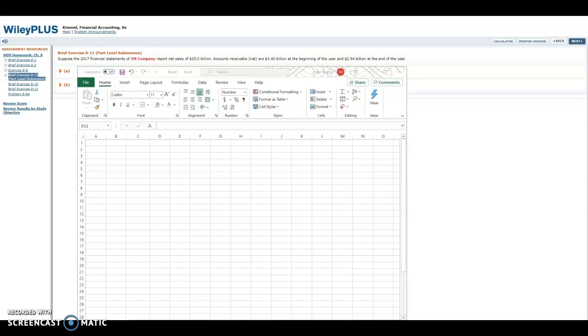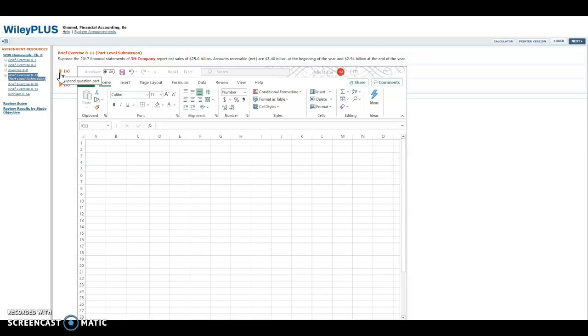Okay, today we're going to look at exercise 8-11. Suppose the 2017 financial statements of 3M Company report net sales of $25 billion. Accounts receivable, net, are $3.4 billion at the beginning of the year and $2.94 billion at the end of the year.